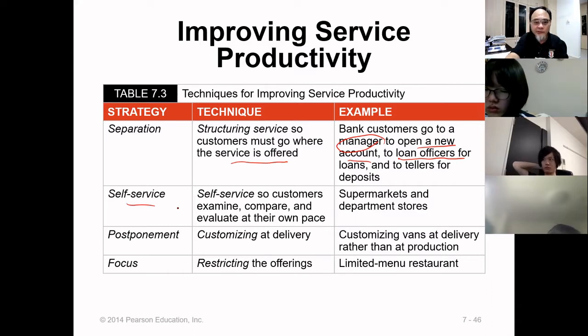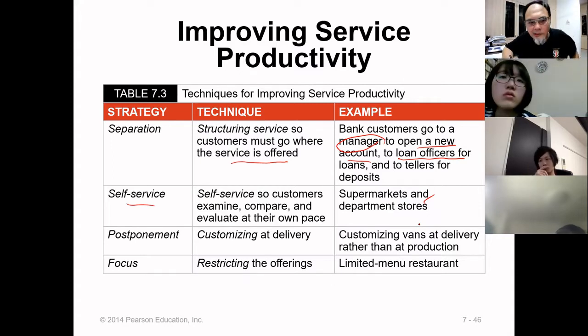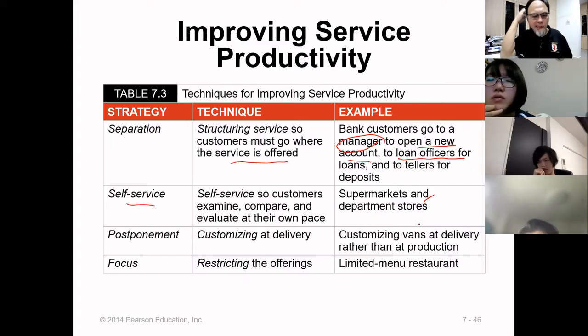Efficiency. Self-service, where the customer examines and serves themselves. We have seen this in supermarkets. I have a video on McDonald's self-service. Banking self-service, postponement. Today it is not only self-service, you can do everything online.